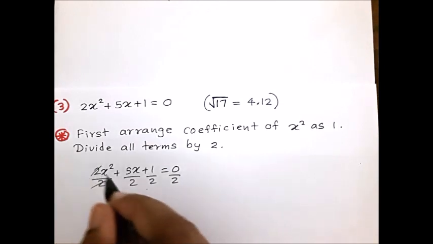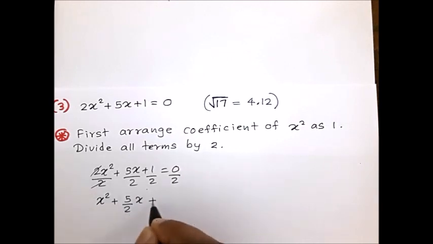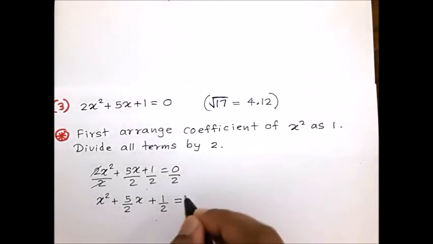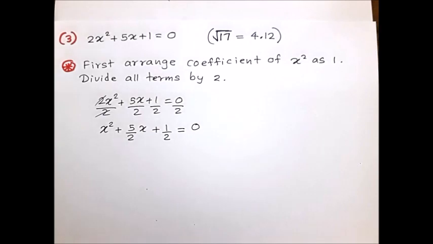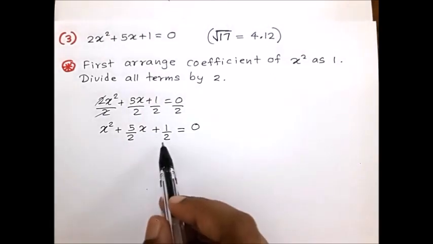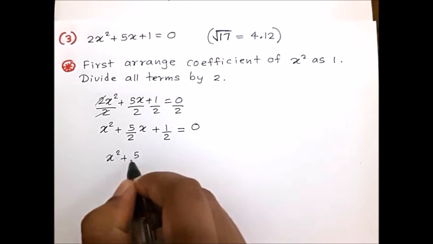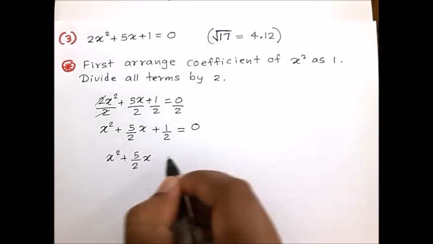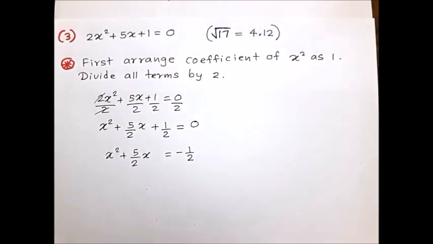Here 2 and 2 cancel. It is 1x to the power 2, plus 5 over 2x, plus half, right hand side 0. Then you have to follow the previous instructions. First move this constant term to the right hand side. Keep x terms on the left hand side. It is minus half.